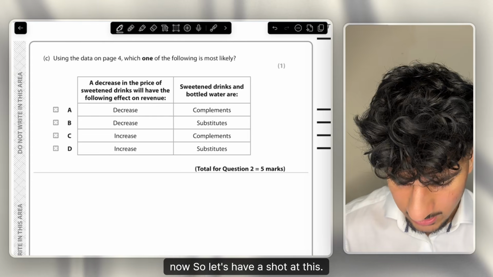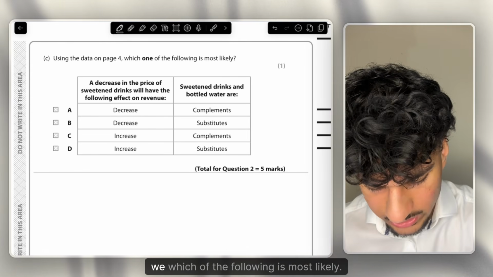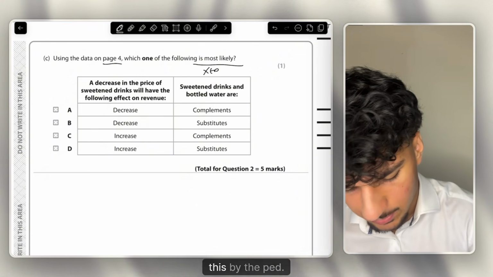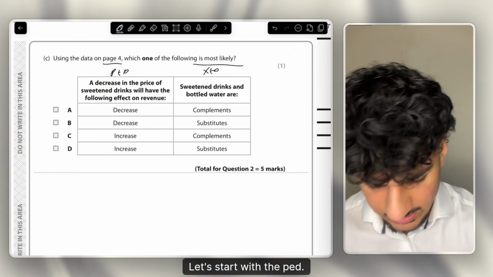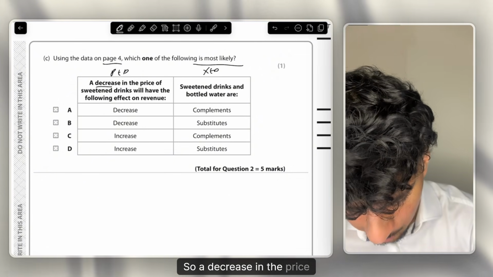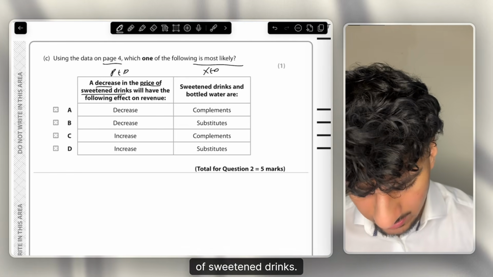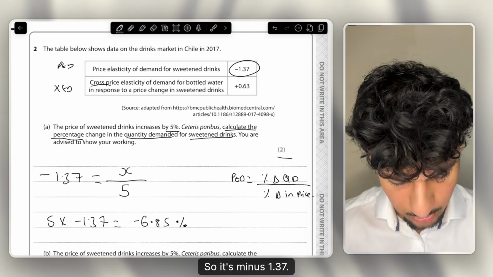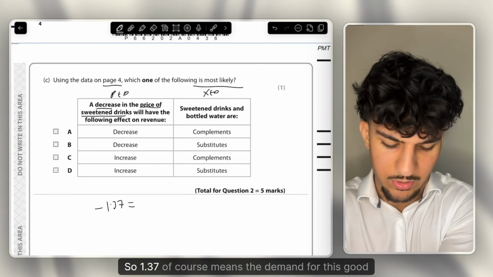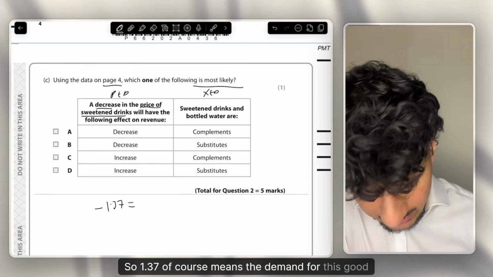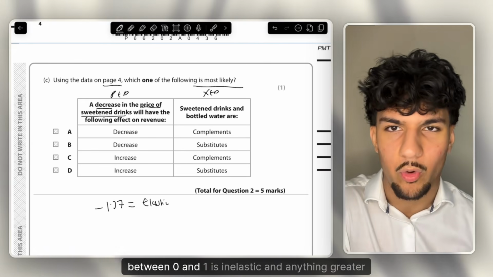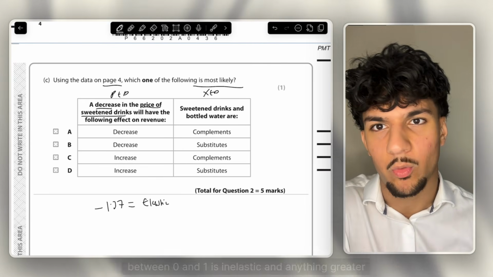So let's have a shot at this. Using the data on page 4, which of the following is most likely? So this is about obviously the XED part of things, and this by the PED. Let's start with the PED. So a decrease in the price of sweetened drinks. Let me just quickly remind myself what the PED of sweetened drinks is. So it's minus 1.37. So 1.37 of course means the demand for this good is elastic. So again, little reminder, between 0 and 1 is inelastic, and anything greater than 1 is elastic.